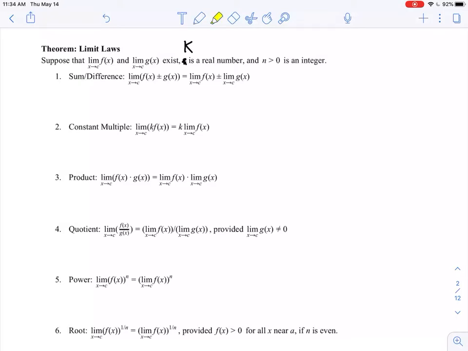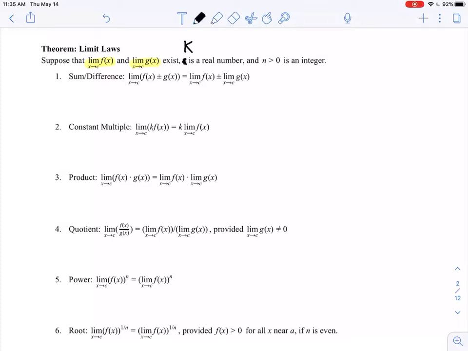We've got the limit as x approaches c of f of x and the limit as x approaches c of g of x both exist. I don't know what they might be, but we're just going to say that they exist. They're some number. K is some real number here, and n is greater than 0 and is an integer. So n is 1, 2, 3, 4, 5, something along those lines.